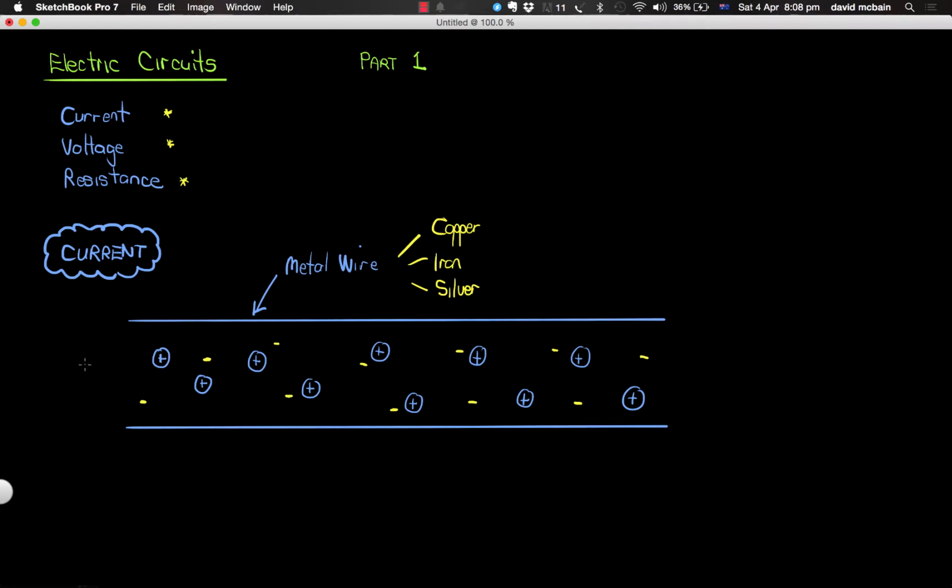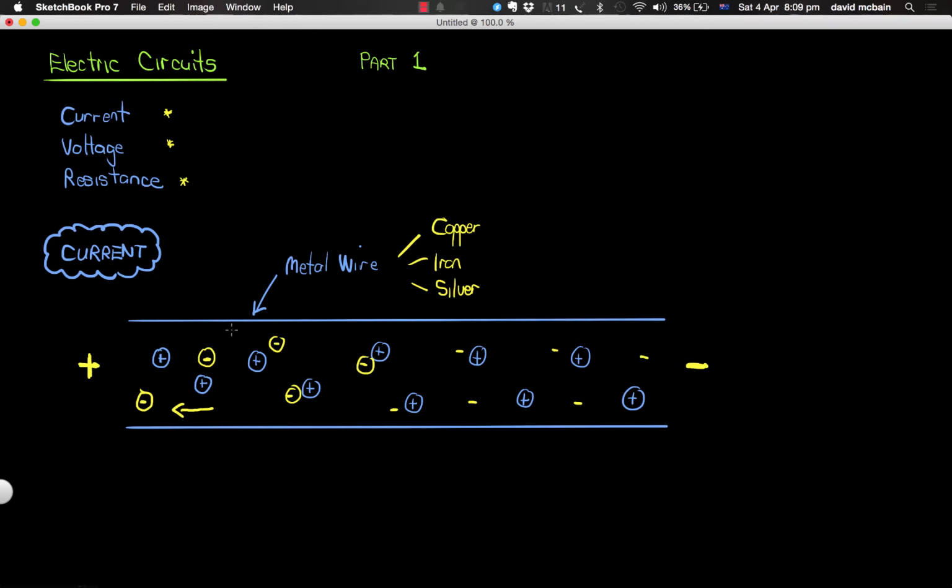And if we apply an electric charge to one end, a positive charge at this end, for example, and a negative charge at the other end of our wire, we know that positive will repel positive and attract negative. So these negative electrons here will all want to flow in that direction, because they'll be attracted to the positive and repelled from the negative polarity.